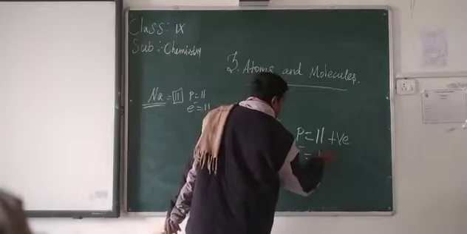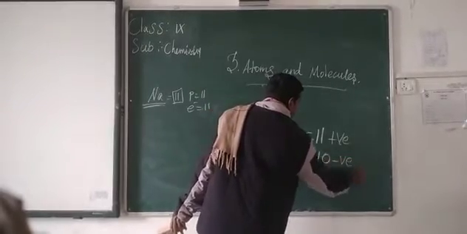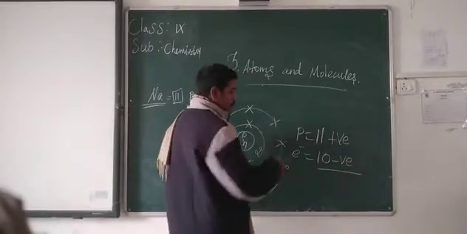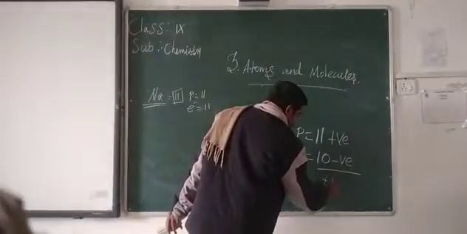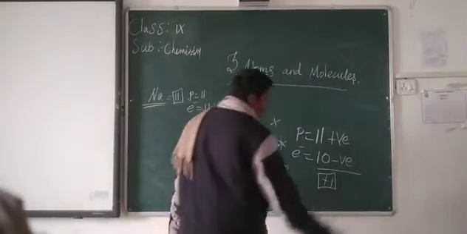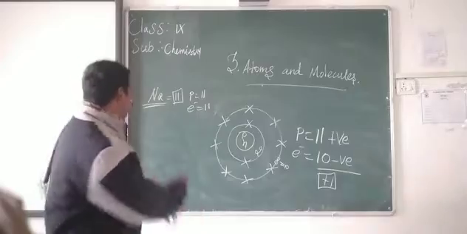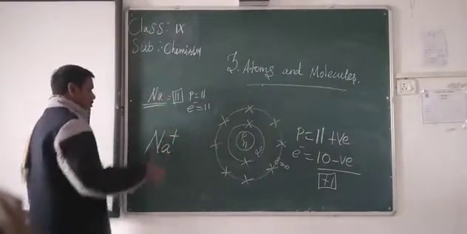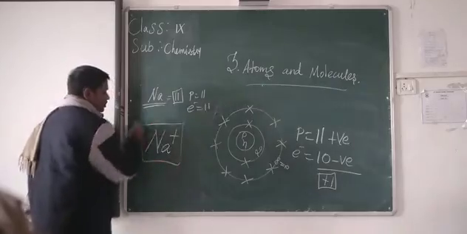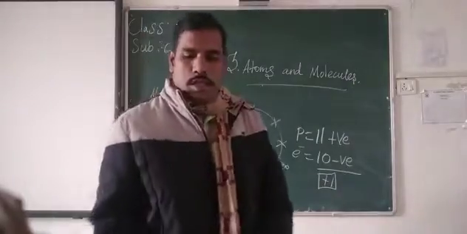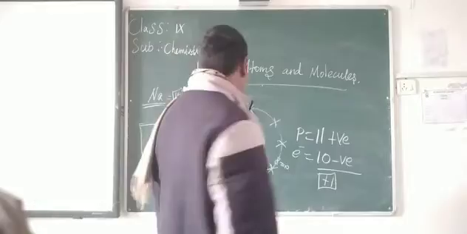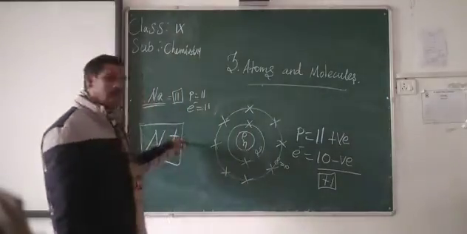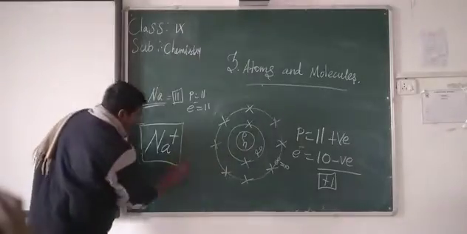Now how many electrons are present? Only 10. Which charge is more? The proton charge is more, by 1. So we write sodium with a plus sign. It is the sodium ion. If it has a positive charge, we can call it a cation.